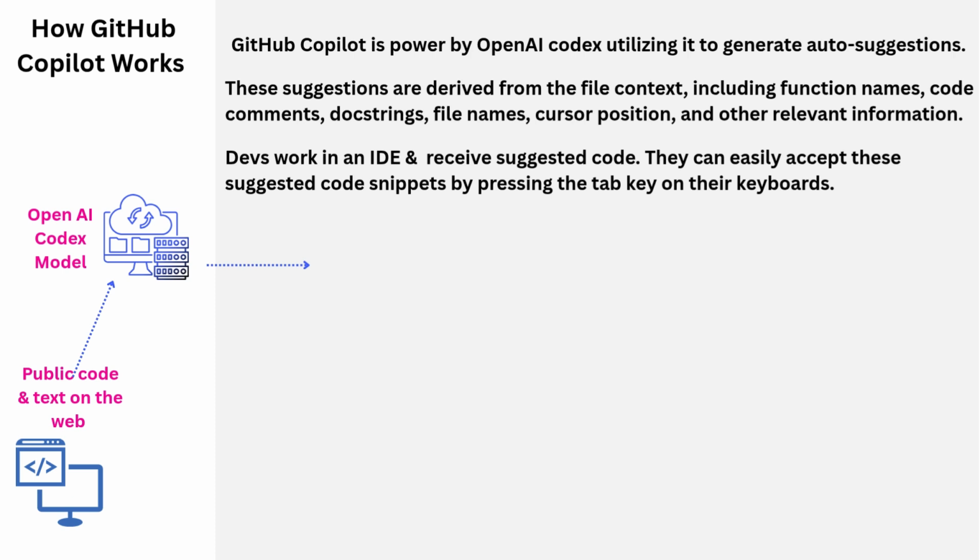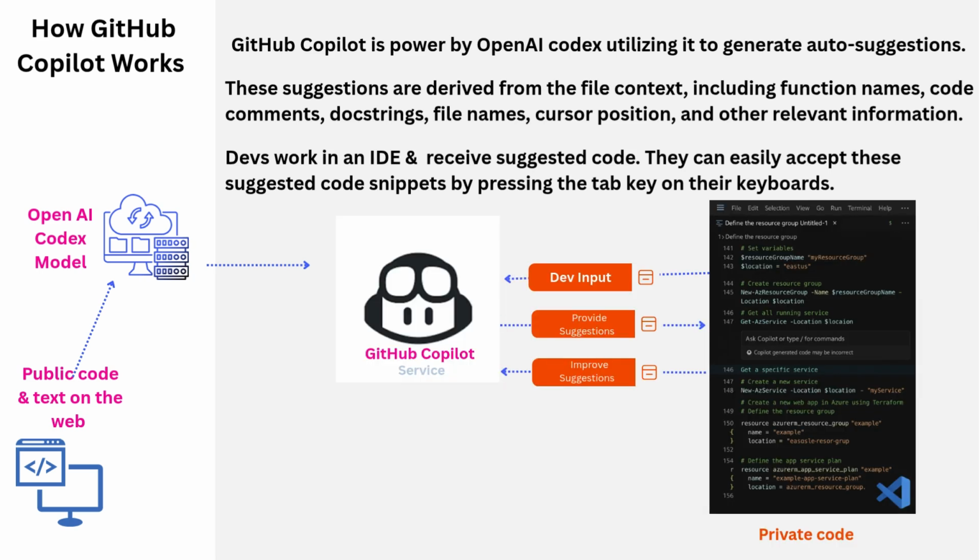How GitHub Copilot works. GitHub Copilot uses the OpenAI Codex model to generate intelligent autosuggestions based on the context of your code. Contextual awareness includes function names, comments and docstrings, file names, cursor position, and overall file content. Flow: developer input, GitHub Copilot, Codex, suggestion based on public and private code context, developer action. Suggestions can be accepted with a single tab key press.